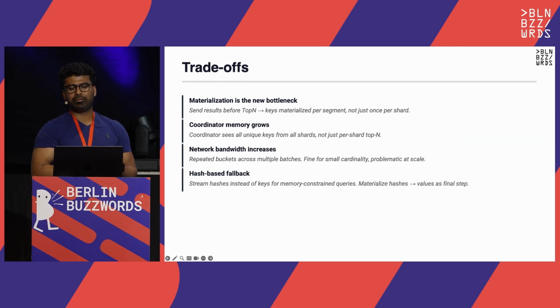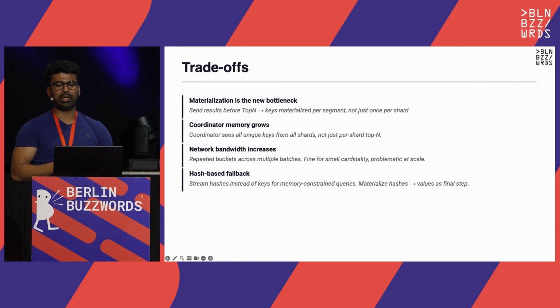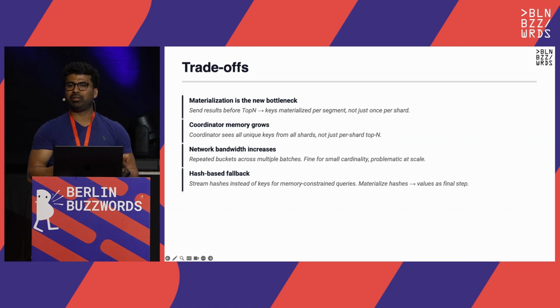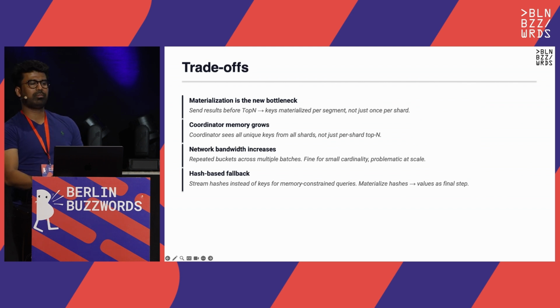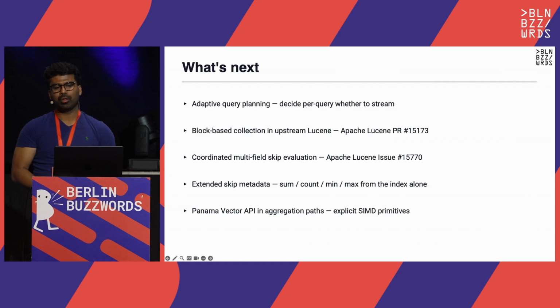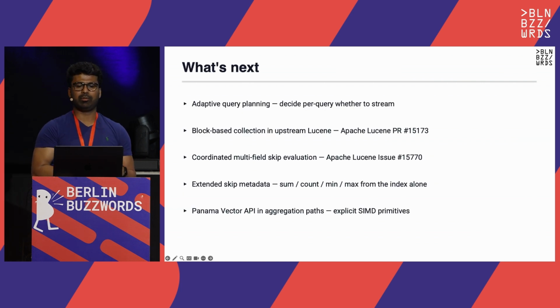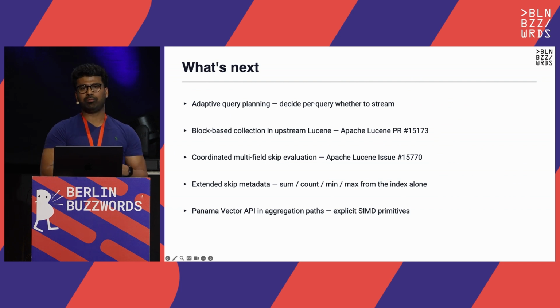Now, keeping these trade-offs in mind, streaming might not necessarily be the right choice always, right? If you have a high cardinality with bounded coordinator memory, then you probably don't want to take that. If you have low cardinality with expensive key materialization, again, the traditional path can be faster, which kind of means we need to choose something at runtime. Now, these are some of the things that we are working on and are coming next, right? So we want to do some sort of adaptive query planning when it comes to streaming, when to use that, when not to use that.